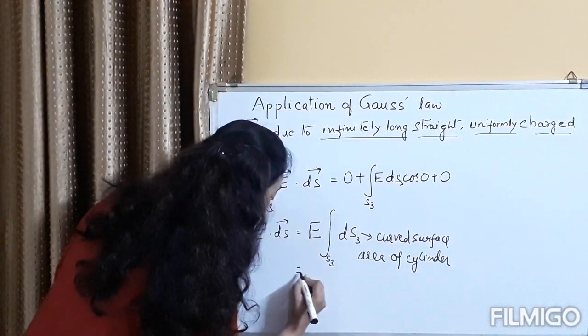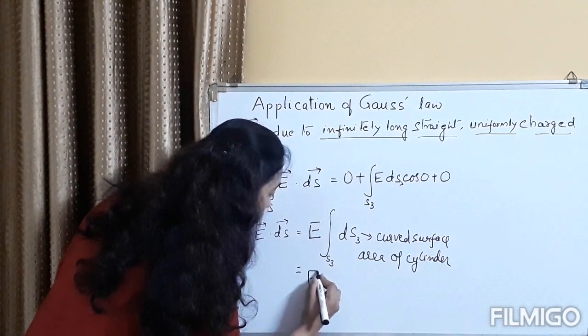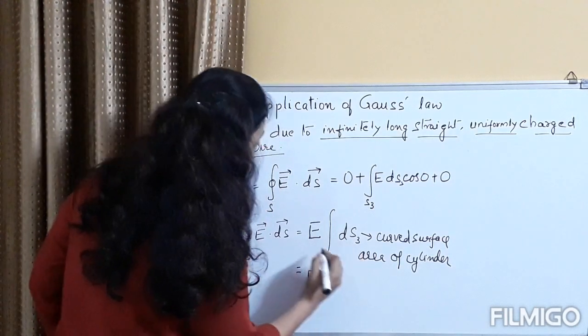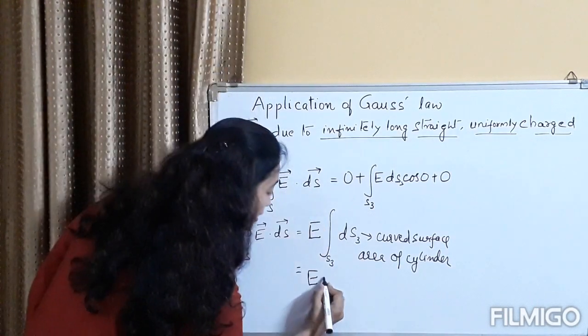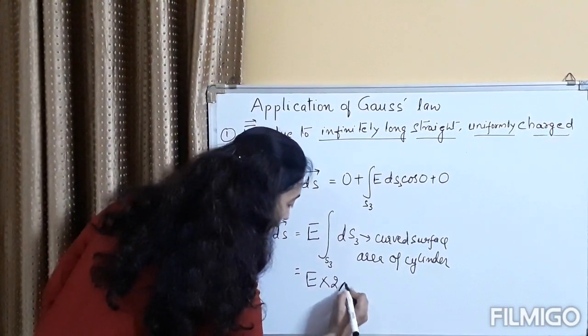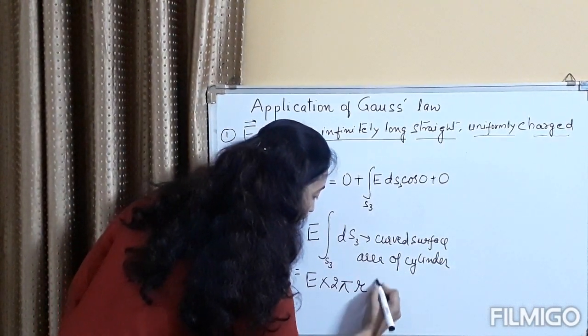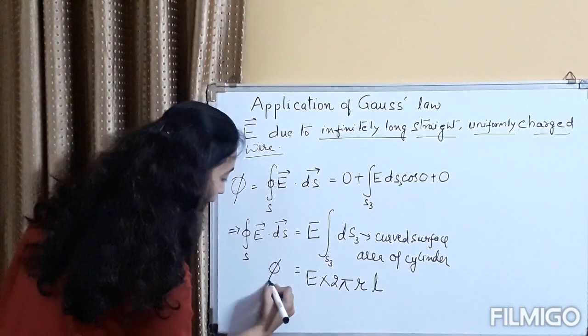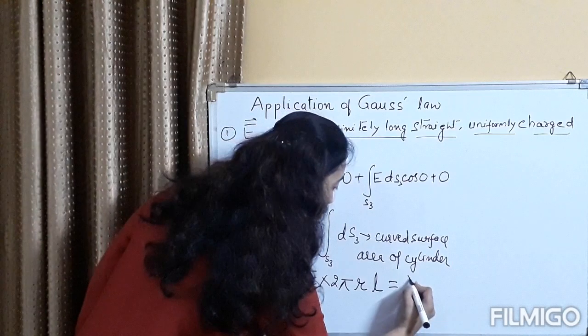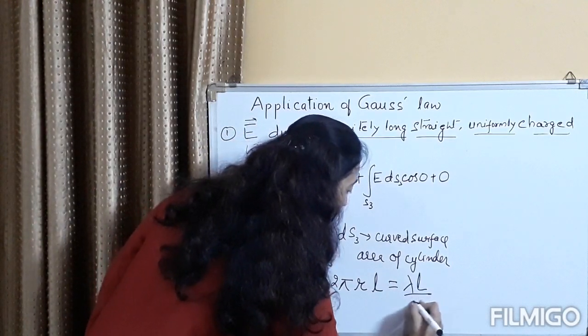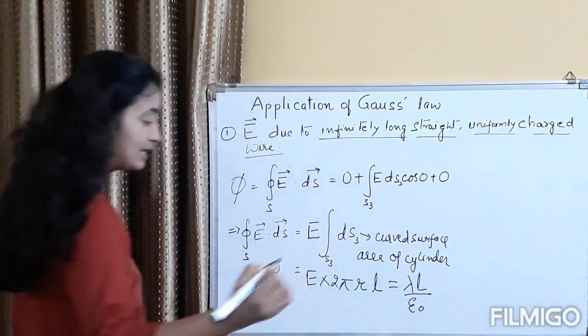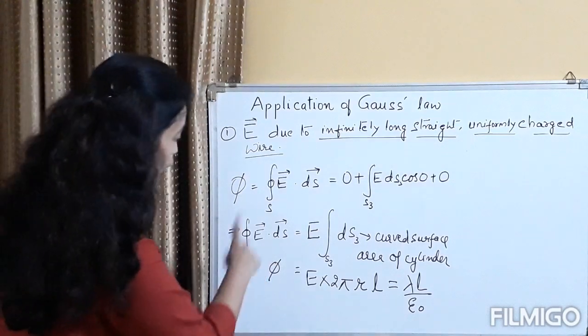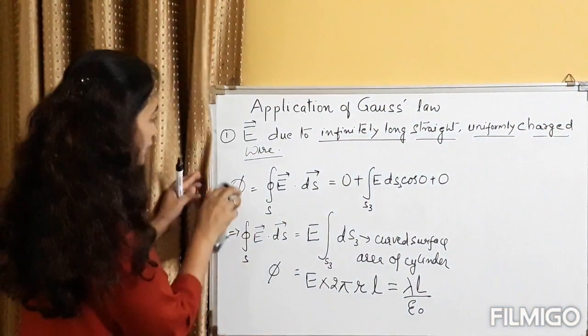So what is the result you are getting here? E is outside the integration. ds3, for the curved surface area of the cylinder, is 2 pi r radius into L. E into 2 pi RL is equal to phi, and phi is equal to lambda L upon epsilon naught. We have already seen it in the previous steps. So simplifying, what will we get? We'll get it from here.